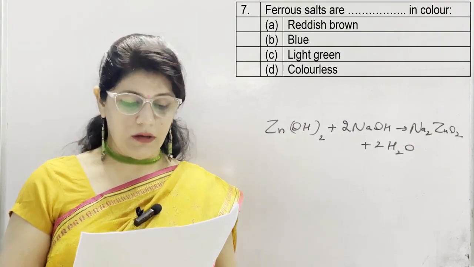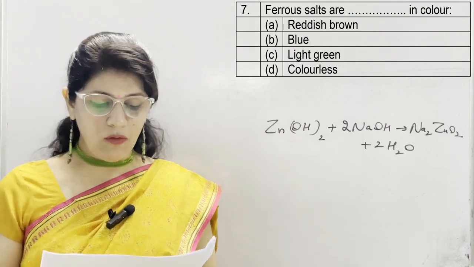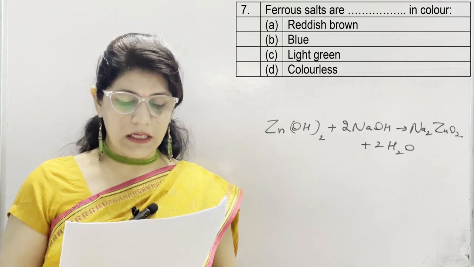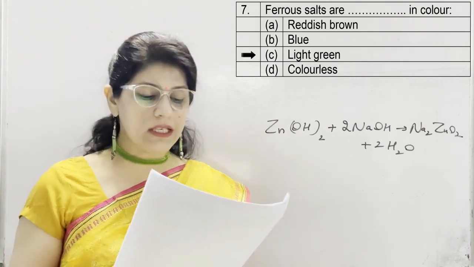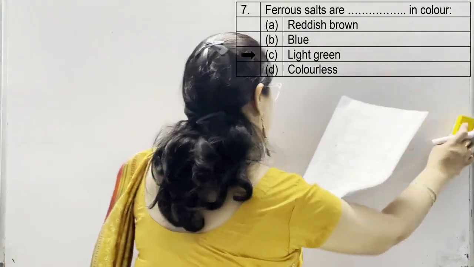In question number 7, ferrous salts are dash in color. A, reddish brown, B, blue, C, light green and D, colorless. The correct answer is option number C. It means light green color. Ferrous salts are light green in color.